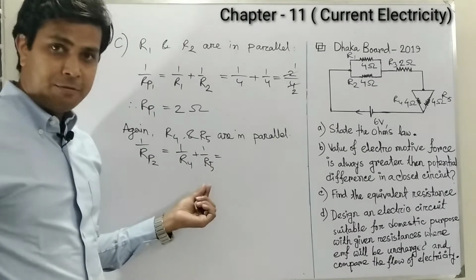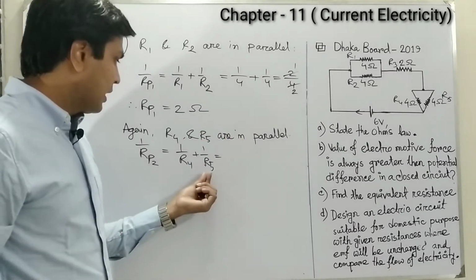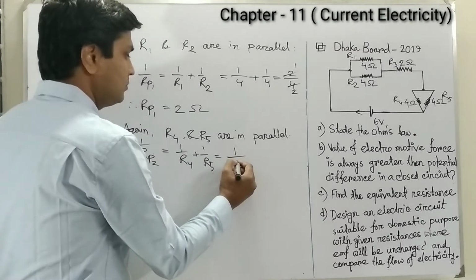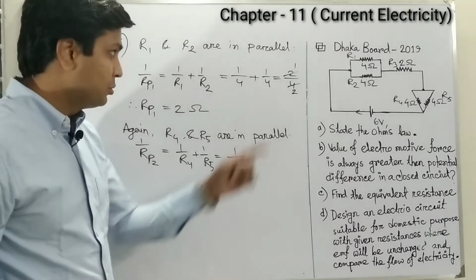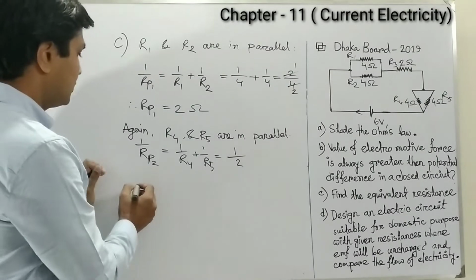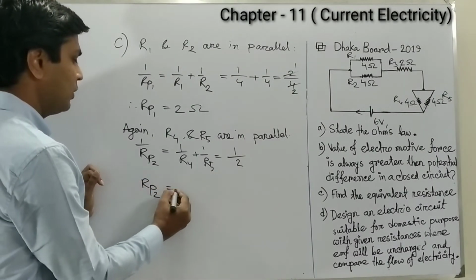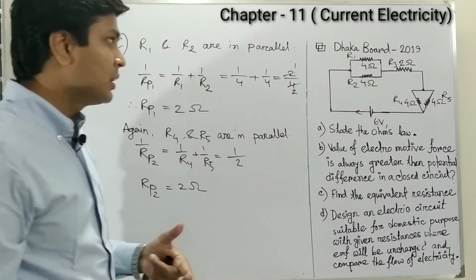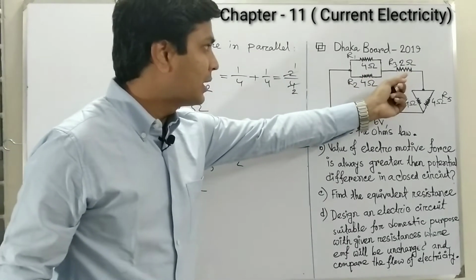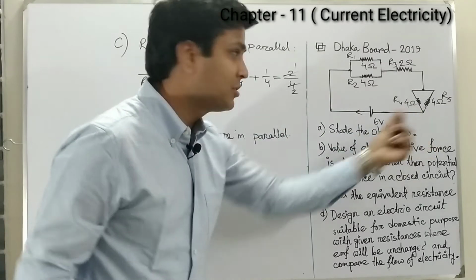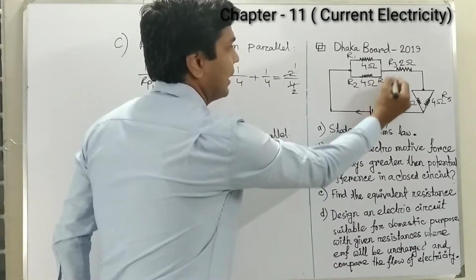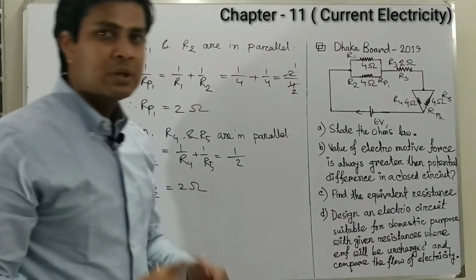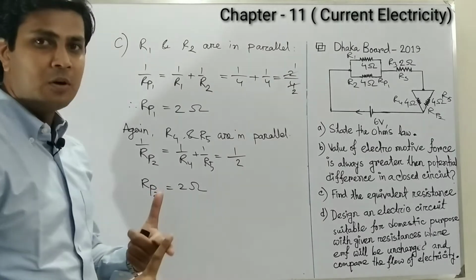The value of R4 is 4 and the value of R5 is also 4. So what will be the result? The result will be 1 by 2. So Rp2 will be 2 ohm. And now RS1, R3 and RP1, here RS and here RP2, they are in series combination.